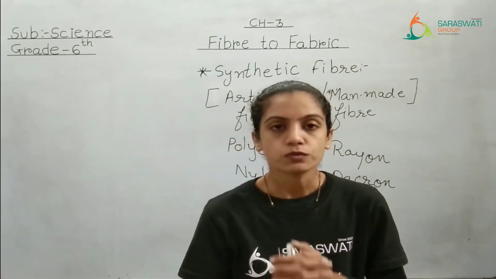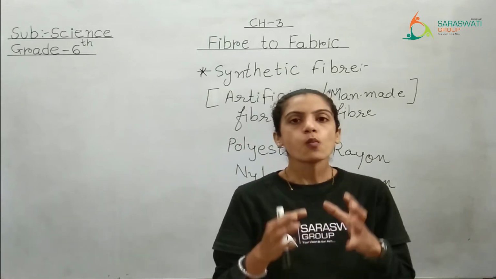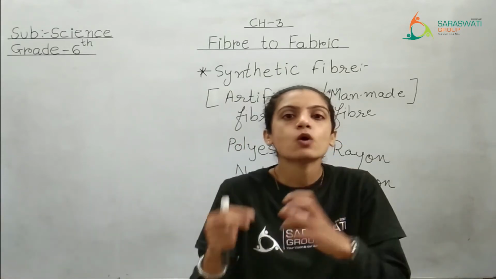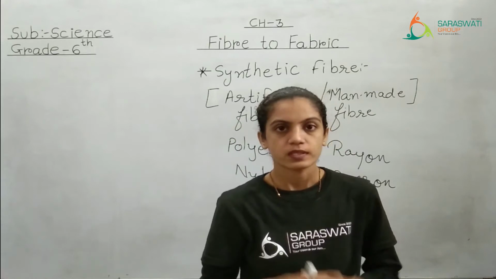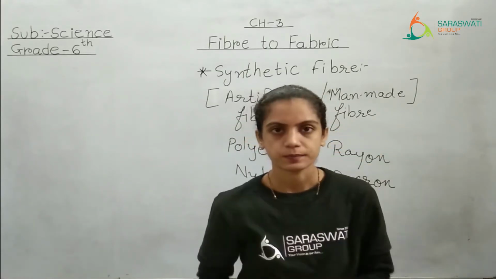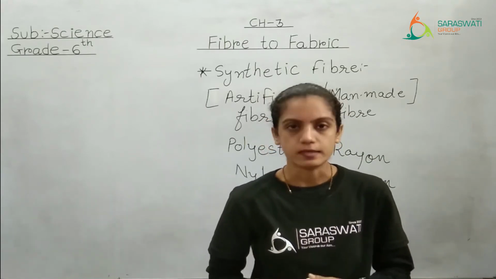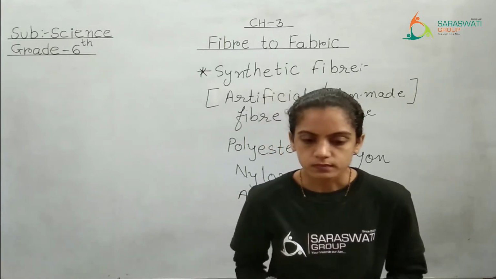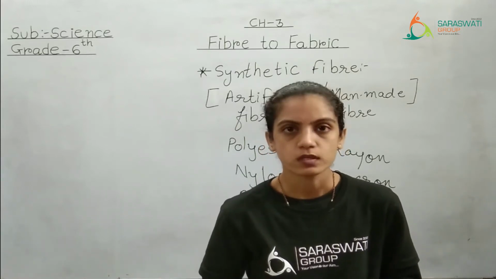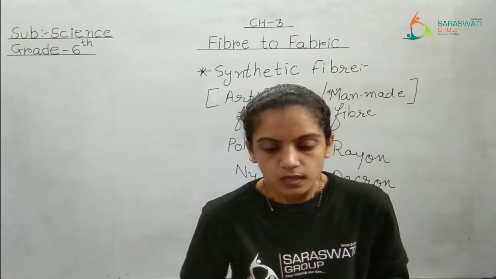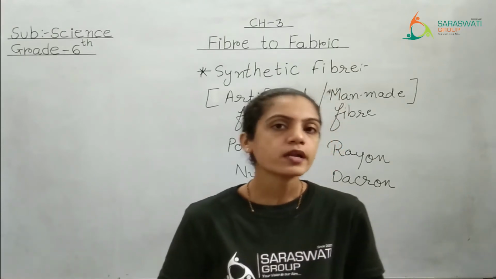Then they are forced through spinnerets. Underline this. Spinneret means what? One type of machine which has too many small holes through which these chemicals have to go, so it can convert into fine thread, right? So that machine which has holes is known as spinneret. Underline this. Then they are forced through spinnerets that have fine pores. Pores mean small holes. The long threads that come out from these pores are allowed to cool and solidify.